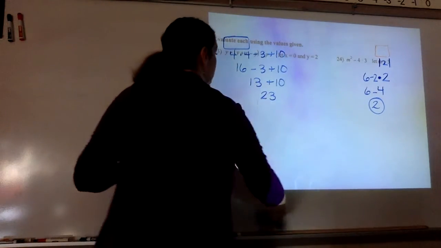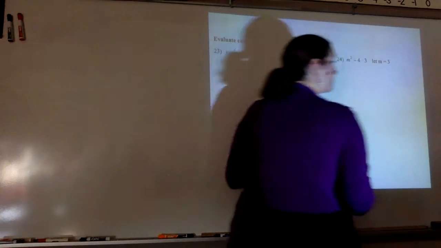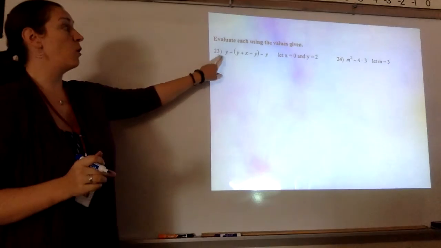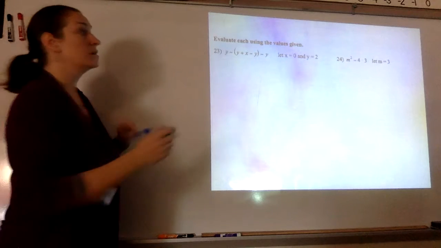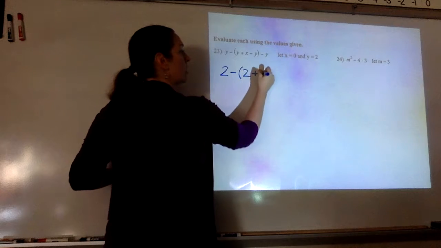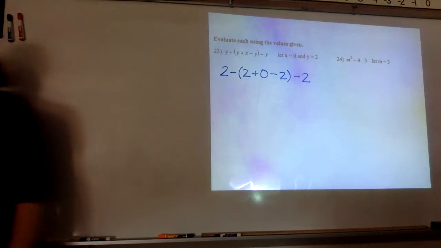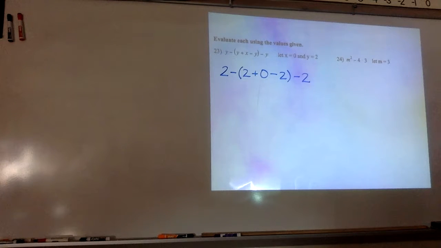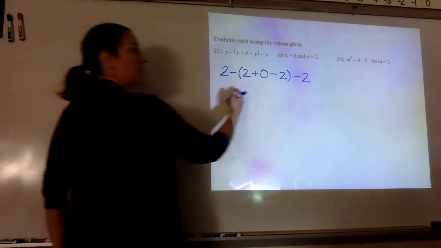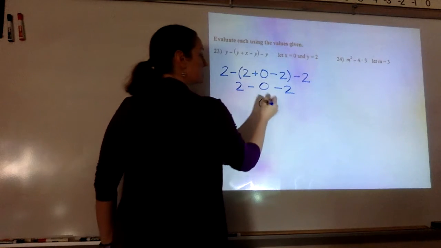All right, now, same concept, but this is the algebra form of it. Instead of just numbers, we're going to give you letters and ask you to substitute. What is y in number 23? 2. So I should see this: 2 minus 2 plus 0 minus 2. Did you write that down on your paper? All I did is substitute through. Now, PEMDAS says start with parentheses. What does the parenthesis come down to? 0. 2 minus 0 minus 2 is? 0.